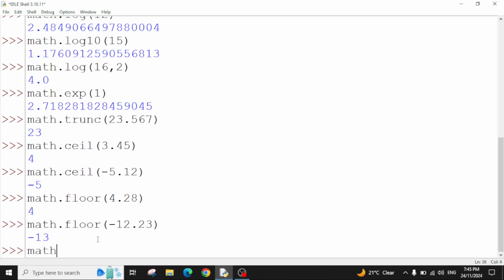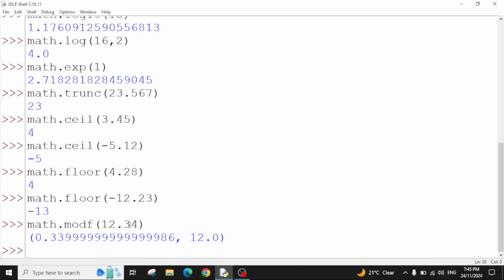Next function is modf. Previously we have gone through the fmod which gives you the remainder. Here modf gives you the integer and fraction part. So for 12.35, the fraction part is 0.35. It is given first, minus 0.339 which is approximately 0.35, and the integer part is given, which is 12. So it separates out the fraction part and the integer part.